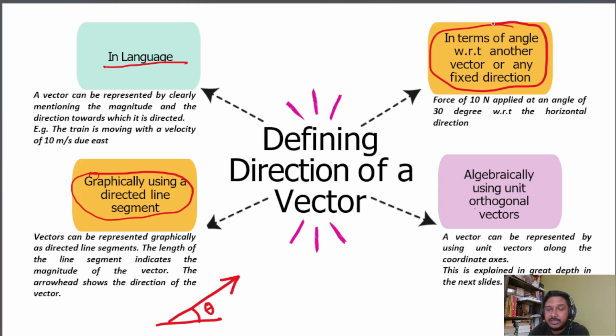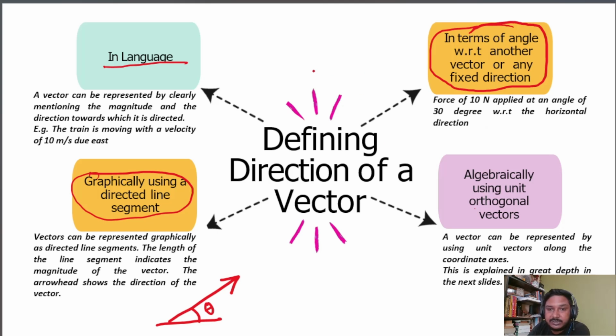Say if I am walking on the road, it will be parallel to the road. If I am climbing the stairs, and the stair is inclined at an angle of 45 degrees, I can say I am moving at an angle of 45 degrees with respect to the horizontal. The horizontal is the base with respect to which we measure the angle. So if we have some definite, fixed direction, with respect to that we can define the angle, like a force of 10 Newton applied at an angle of 30 degrees with respect to the horizontal direction.